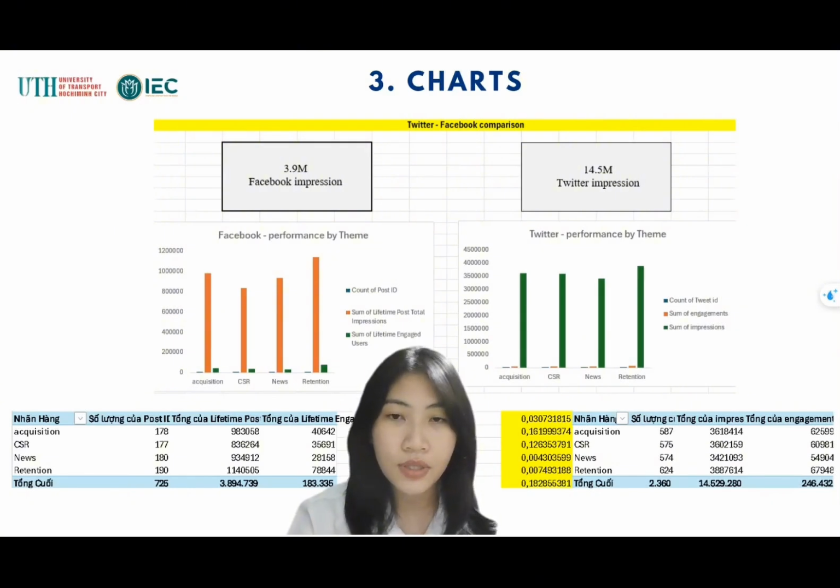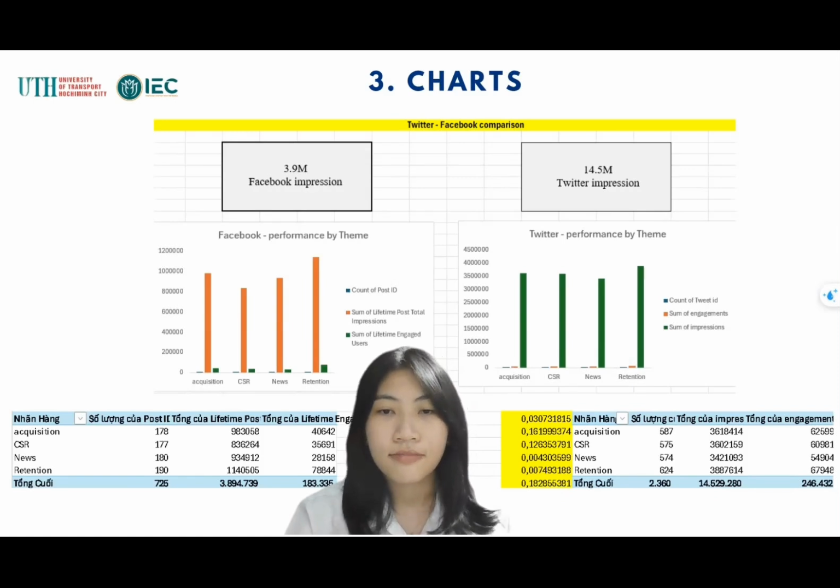Looking at the overall scale, Twitter generated about 14.53 million impressions compared with approximately 3.89 million on Facebook. This gives Twitter a clear advantage in reach, although its larger number of posts also contributed to this difference.